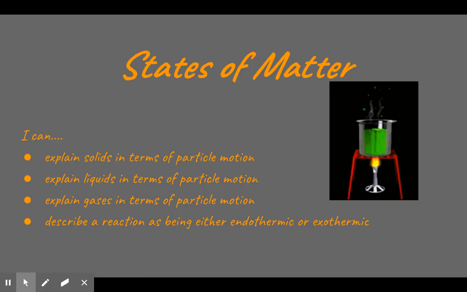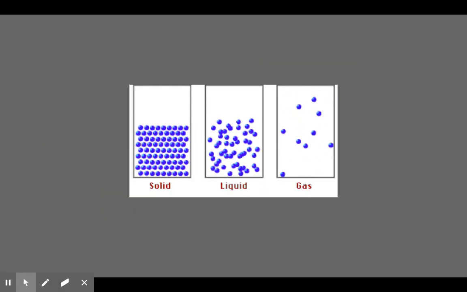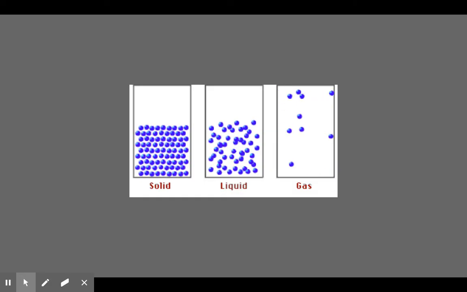So we're going to get started here talking about the states of matter. By the time we're done with this presentation, you should be able to explain how particles move in solids, liquids, and gases and be able to compare and contrast those. You should also be able to describe a process of changing states of matter as either being endothermic or exothermic. So we're going to start by discussing this picture here on the screen.